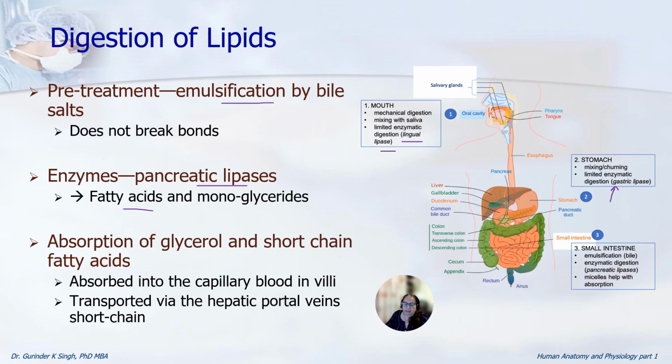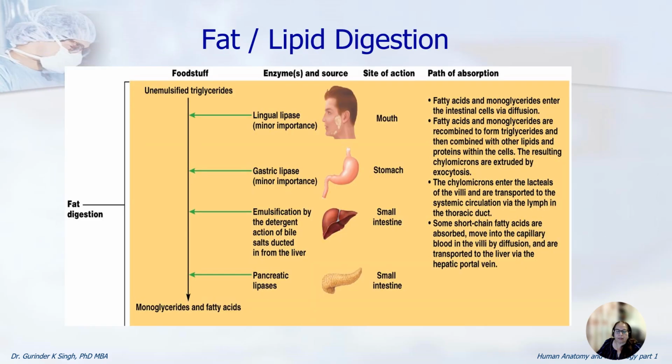And then the fatty acids, the glycerol and the short chain fatty acids, are absorbed by the capillary blood in the villi of the small intestine, and then they are taken up by the hepatic portal veins, and then go back to the liver. Here's the fat and lipid digestion.